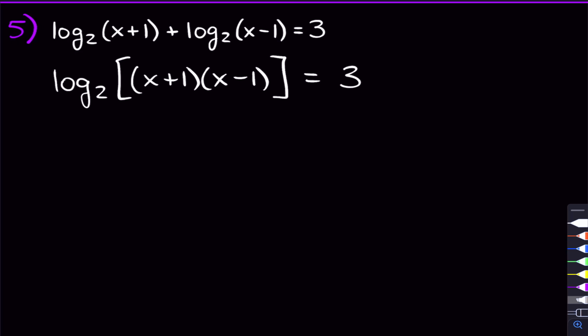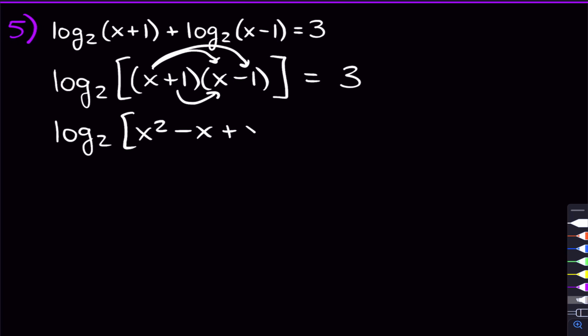Now, from here, what we could do is just quickly multiply the x plus 1 through the x minus 1. Doing that, you're going to get an x squared. x times negative 1 is negative x. 1 times x is x. And then 1 times negative 1 is negative 1. And you can see here that negative x plus x is 0, so these 2 go away, and you just have x squared minus 1 left.